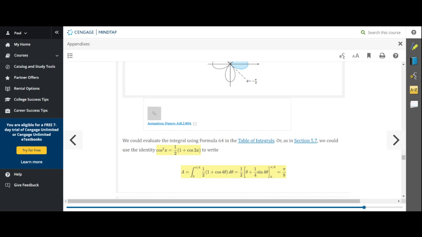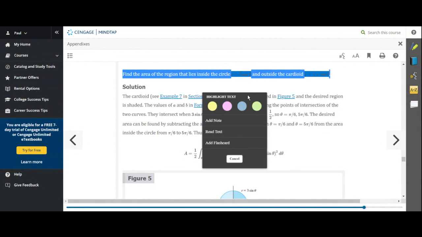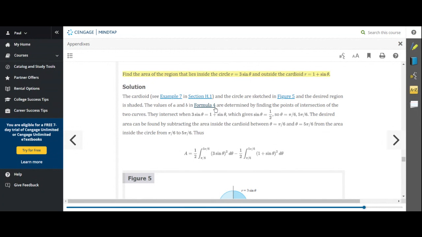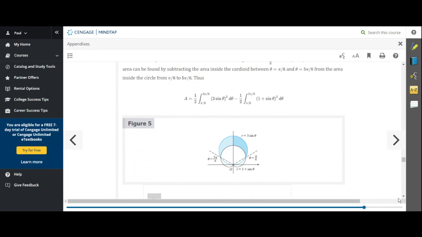Okay, so the next example we're going to do, we've got another example here. They want you to find the area of the region that lies inside the circle r equals 3 sine theta and outside the cardioid r equals 1 plus sine theta. So here you have two polar curves, and here's a little picture below in figure 5.